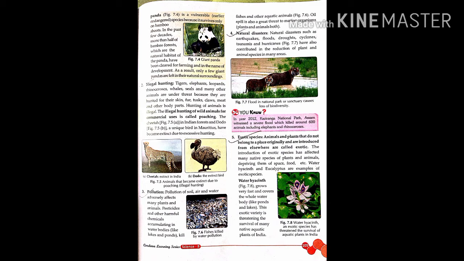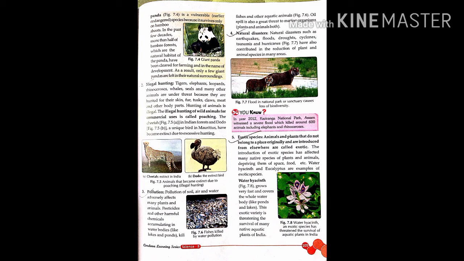Now exotic species. Animals and plants that do not belong to a place originally and are introduced from elsewhere are called exotic. So simple: those which are not from a particular region but come from somewhere outside and are introduced there, and are seen there, are called exotic species. They have come from somewhere outside and are being introduced there, but they do not belong to that particular area.